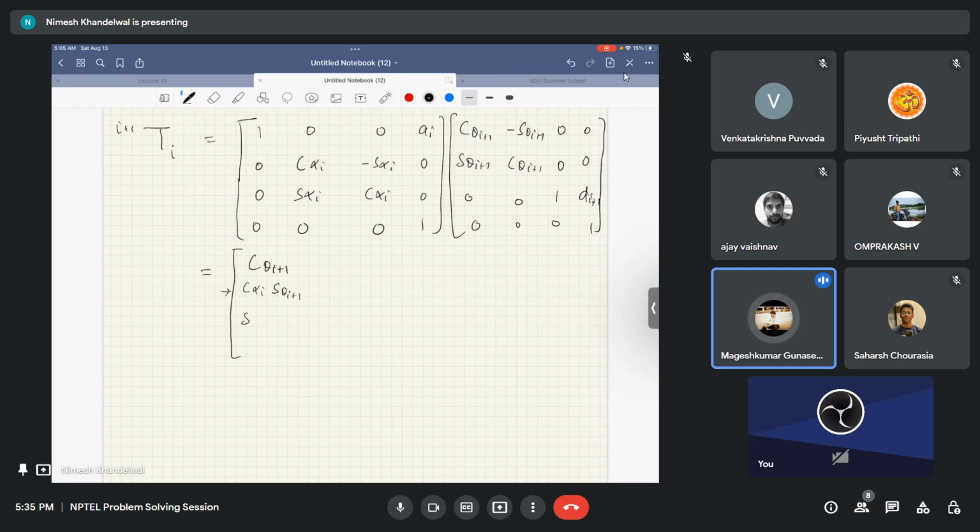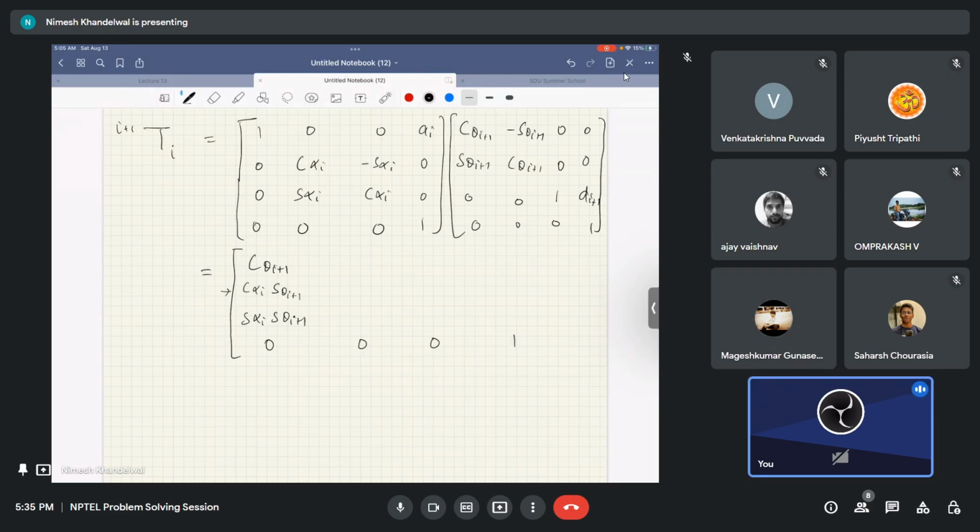Right. And the last one will be 0. The last row will be the same: three zeros and a 1. Okay, now let us fill up the second column. What will be the second column?